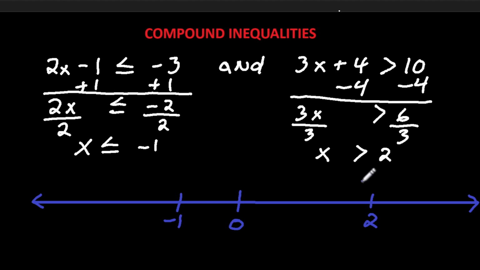Now for this graph, if I was to graph this, I want all the x's that are bigger than 2, so it would be over here and it would be an open dot. But since this says and, it must satisfy both of these. And this one says x is less than or equal to -1, so it would go this way and it would be a closed dot. And since there are no solutions that satisfy both inequalities, the answer to this one is just the empty set.